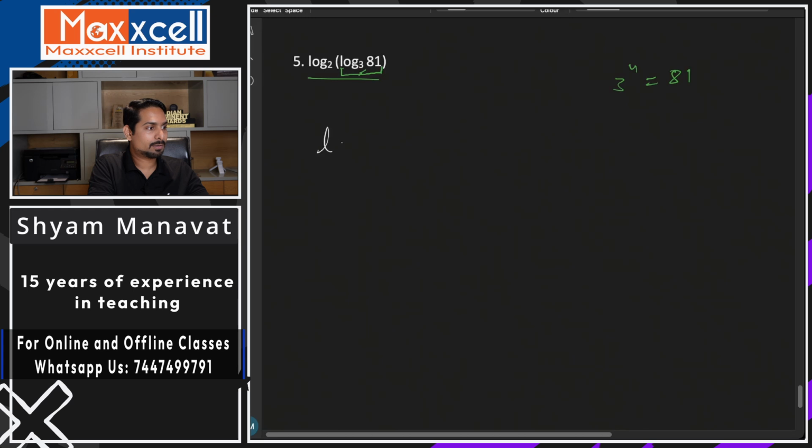If I simplify only this part, it will get you 4, correct? What power of 3 can get you 81? Power 4. And then this simplified is 4, and the remaining as it is. What power of 2 can get you 4? 4 is 2 square. So this will be 2 directly, right? Did you understand this part? This is your answer.